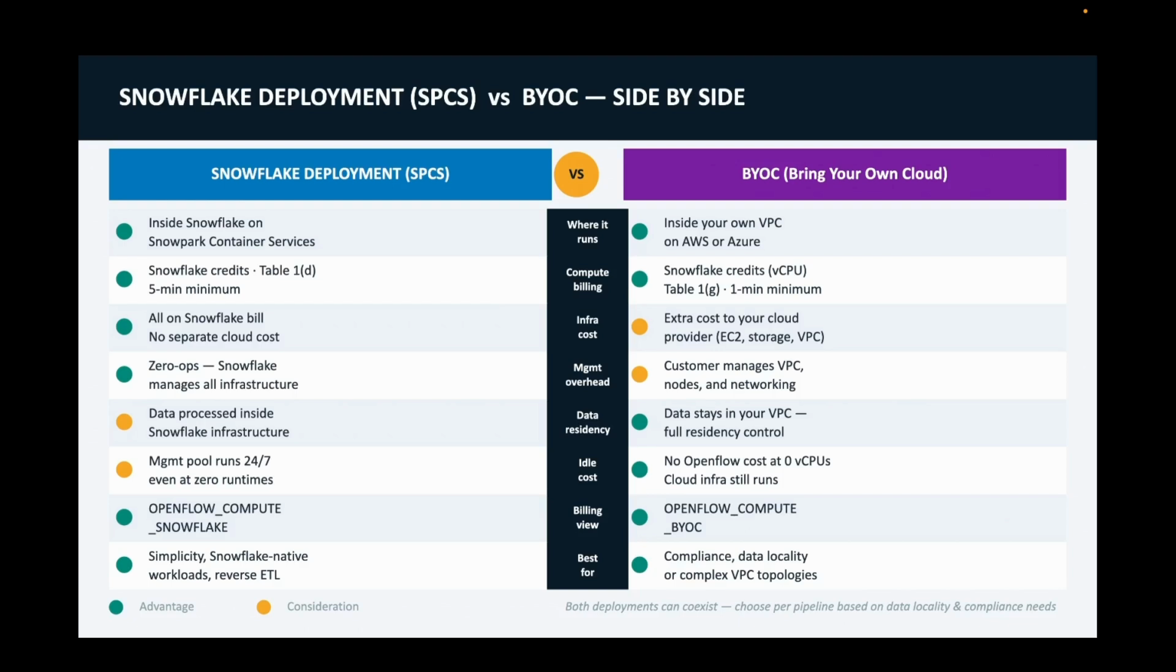So typically SPCS is best for simplicity and Snowflake native workloads. You want to use reverse ETL. But if you have compliance data or you want to be more focused on data locality or complex VPC topologies, BYOC is a better choice. You can also have, in the same account, both BYOC as well as SPCS, and you can segregate the workloads based on your compliance and how you want your data to be processed.